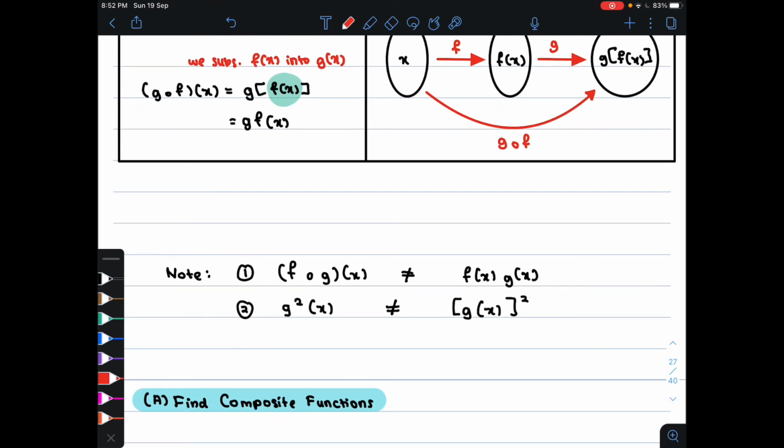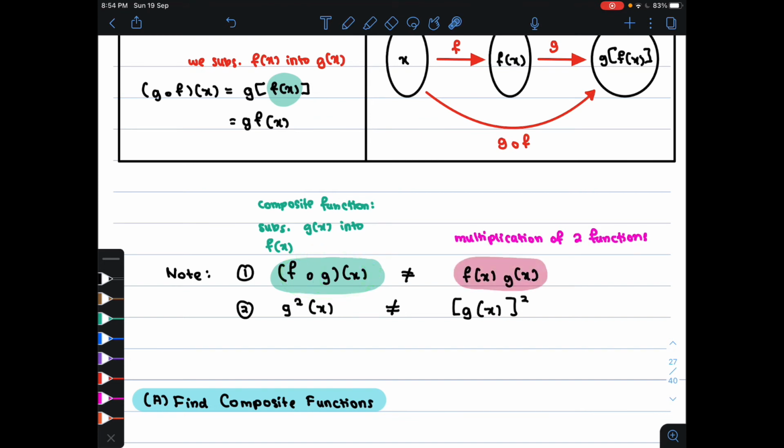So, let's look at some of the notes. The first one we have, composite function fg(x) is not equal to f(x) times g(x). On the left hand side here, this is a composite function. And in this case, you're substituting g(x) into f(x). For the right hand side here, this is the multiplication of two functions. You times function f(x) with function g(x). So, both of them are not the same thing.